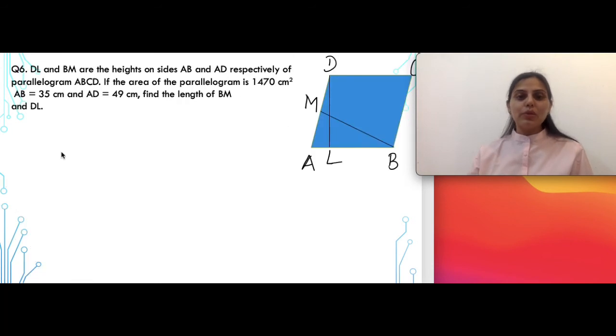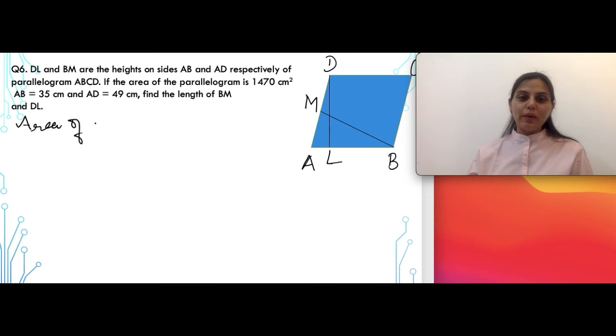Now, a similar question is given for question number 6 also. You are given DL and BM as the heights of the sides AB and AD of the parallelogram ABCD. And in this case, the area of the parallelogram is already given to you. And also you are given the bases AB and AD. You need to find the lengths of the corresponding heights. So first, let's write the formula.